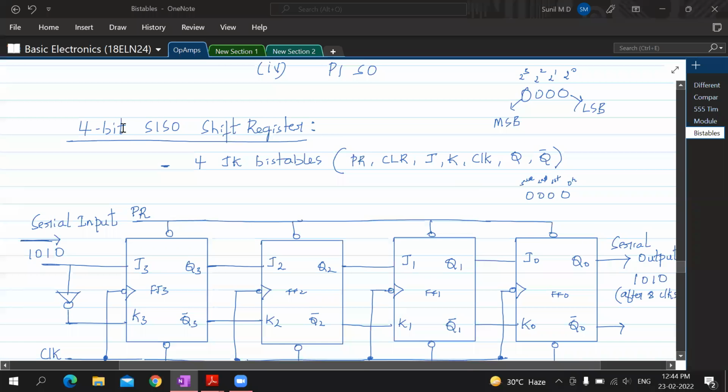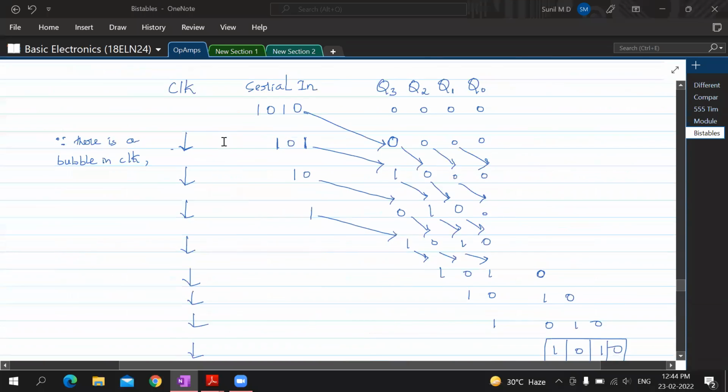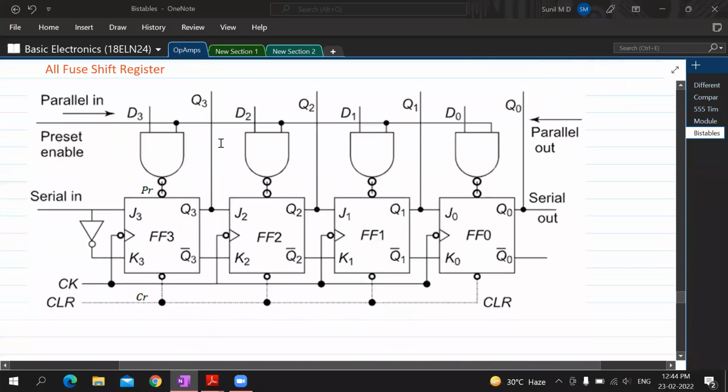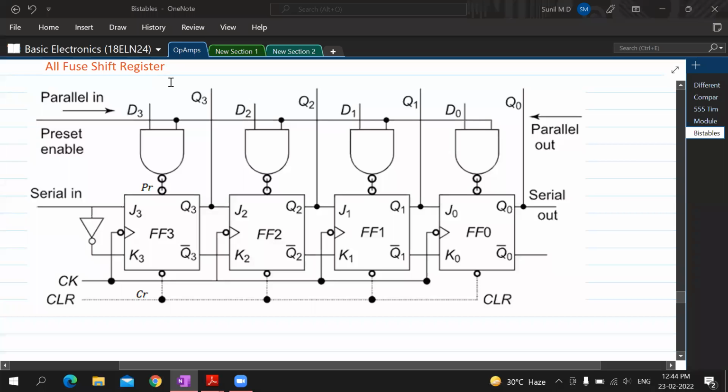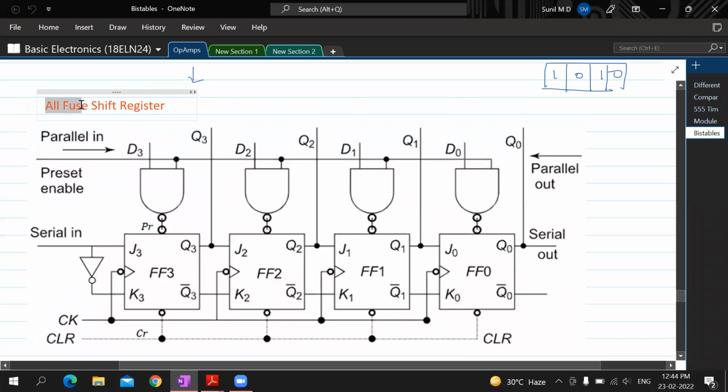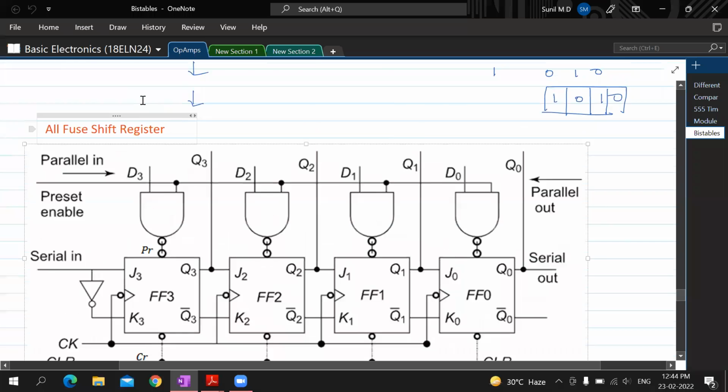So having seen the 4-bit serial in, serial out shift register, today we are going to see the all fuse shift register. Why are they calling it all fuse? Let me just tell you that. Which are the different types of shift registers we have seen?